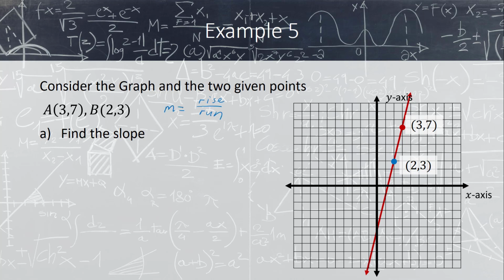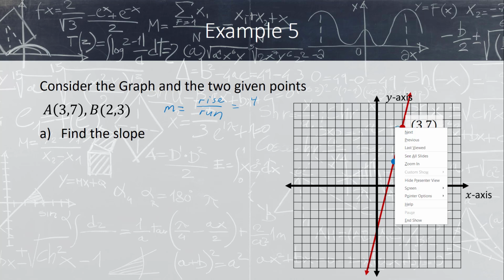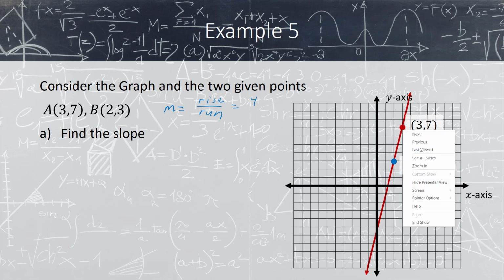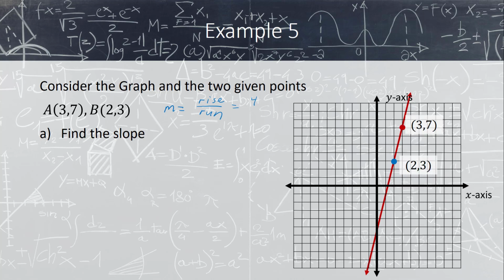What you can do is start here and go up. 1, 2, 3, 4. You went up 4, your rise is 4. And now we go over 1 unit to get to here. And so that is a run of 1. So we went up 4, 1, 2, 3, 4 to get to the right level to get to 3, 7. So our rise is 4, and we went over 1 to get to it, so our run is 1. And 4 over 1 is just simply 4.